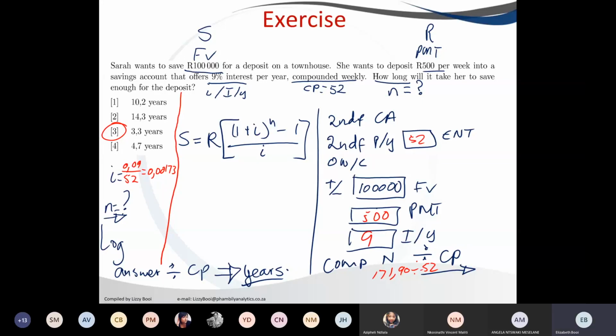So it means if they want the number of compounded periods, you leave it. But if the question says years, then you need to divide by the compounding period. That's the basic thing. But if it says annually, it's 1, so you can still divide by 1, which will still remain as that number anyway.